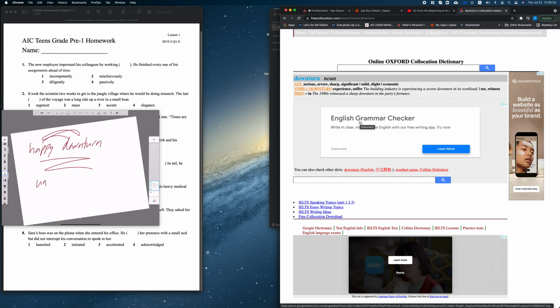Maybe unhappy downturn? Maybe. But if you read a lot of newspapers, you'll see more things like this. Unfortunate downturn. Why? I don't know. It's just much more common. Unfortunate downturn, right? That would be more common, right? So, when you see a collocation like this, bring their attention to it.